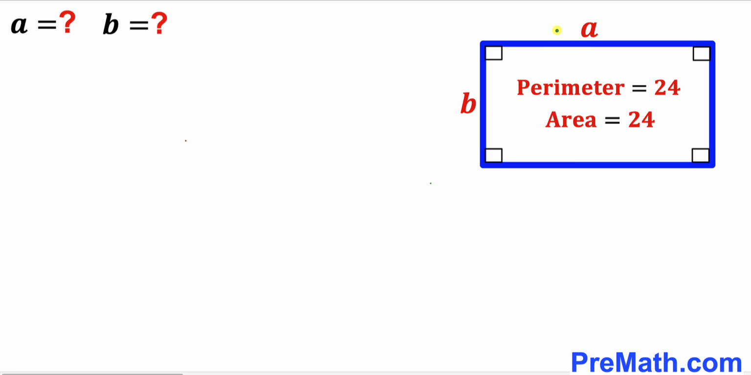We have this blue rectangle, as you can see in the given diagram, such that its length is represented by lowercase a, and its width is represented by lowercase b. Moreover, the perimeter of this rectangle has been given to us as 24 units, whereas the area has been given as 24 square units as well. Our task is to find the value of the length a and the width b.